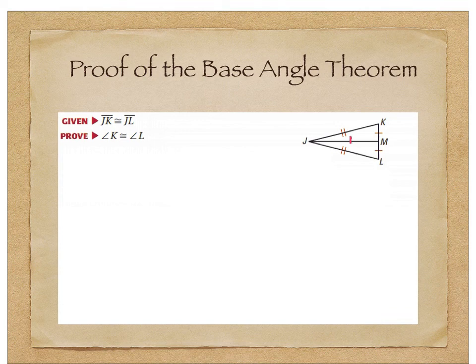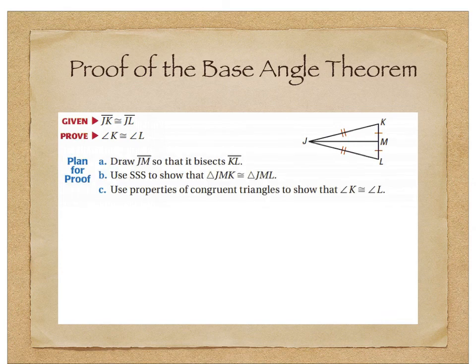JM on both of those triangles is the same side. So JM is obviously congruent to, you guessed it, JM, thanks to the good old reflexive property. Okay? So our plan is we're going to draw JM so that it bisects that base. We're going to use side, side, side because we have that third side congruent on both triangles.